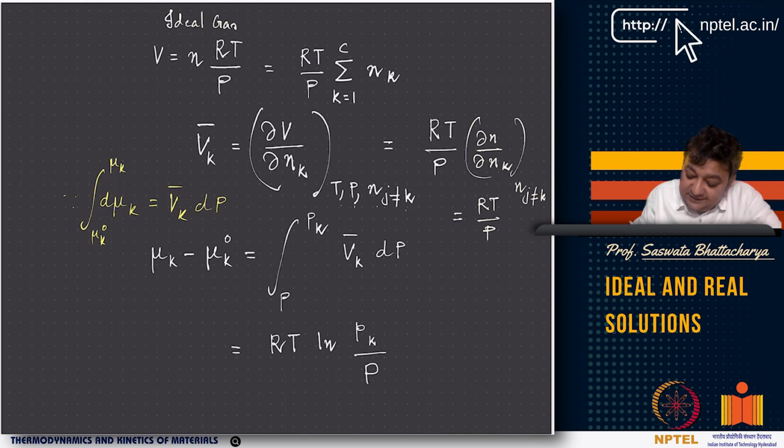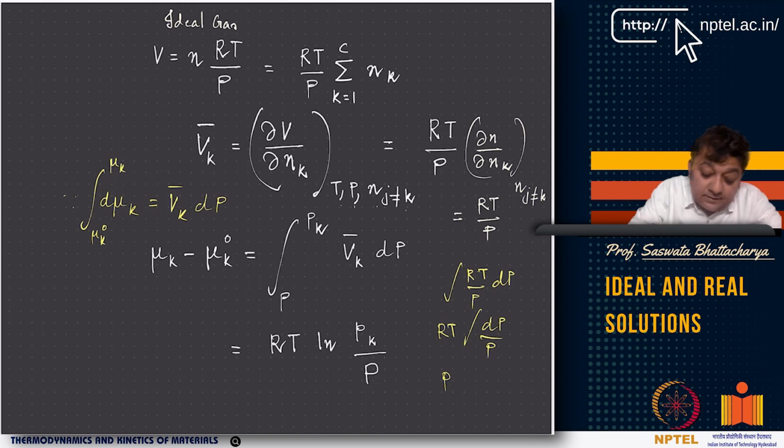So what is Vk bar? Vk bar is RT by P. So the integral of RT by P dP: you can take RT out, and it becomes RT times the integral of dP by P.